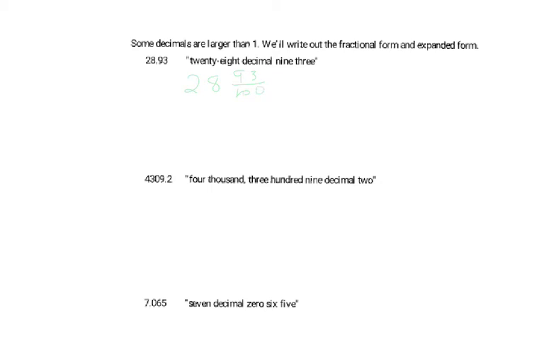The other way, the expanded form, will be to take each digit in the number and write it out as its place value. So that 2 actually represents 20. The 8 represents 8. The 9 there represents 0.9. And the 3 is 3 100ths, or 0.03.